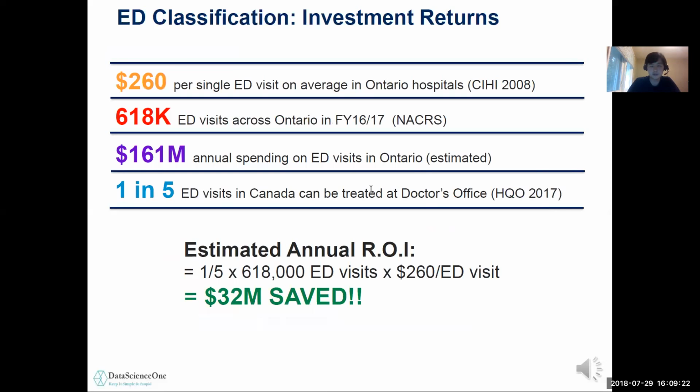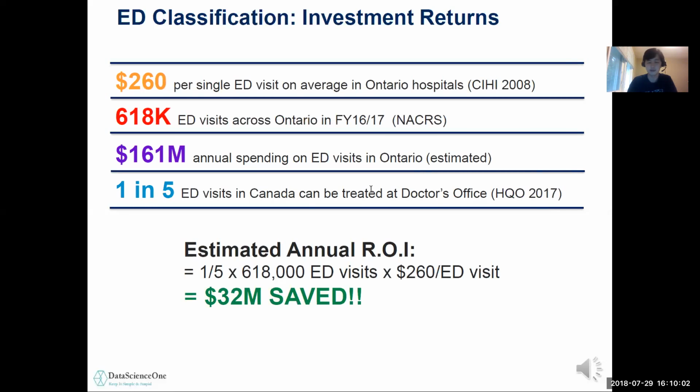So here is the business investment return for having a good ED classification model. First, I want to highlight some key statistics. For example, as I mentioned earlier, a single ED visit costs on average $260 in an Ontario hospital, and annually the ED visit cost is around $618,000. The estimated annual spending on ED visits alone in Ontario is $161 million. And here is a really important stat I want to highlight: according to a study by Health Quality Ontario, 1 in 5 emergency department visits in Canada can be treated at a doctor's office.